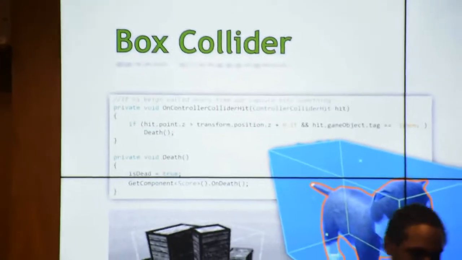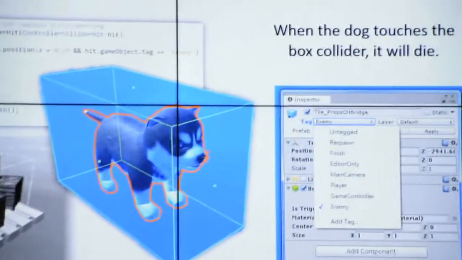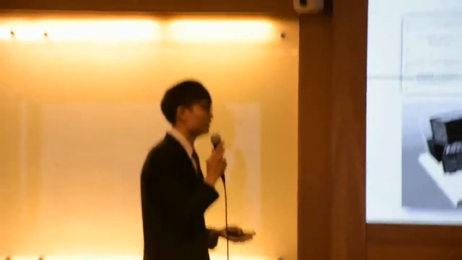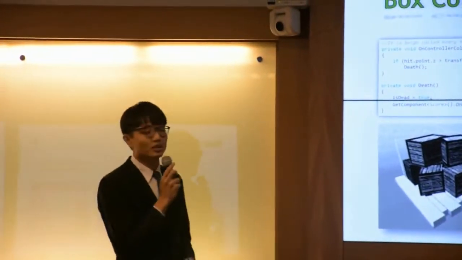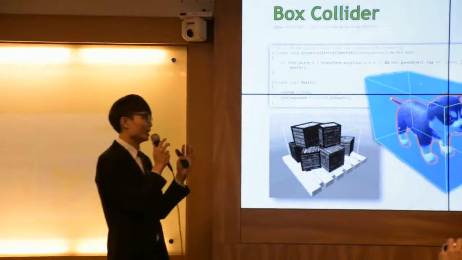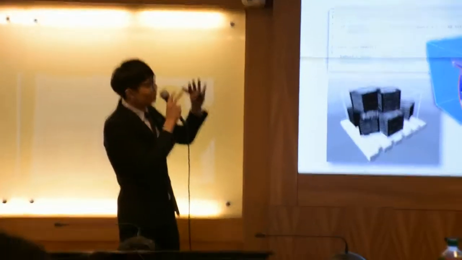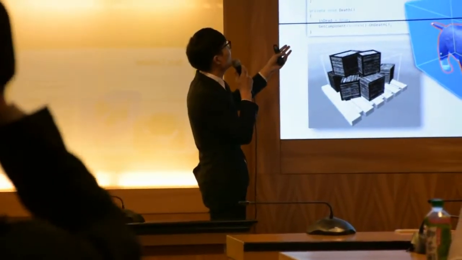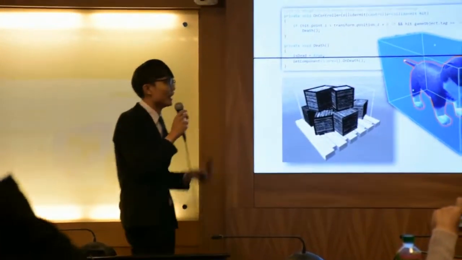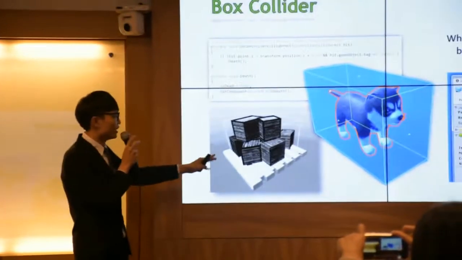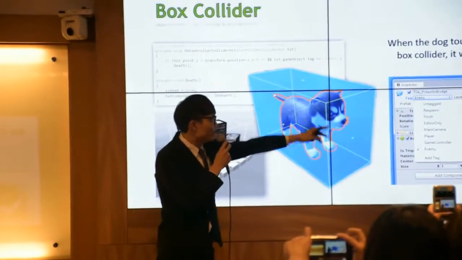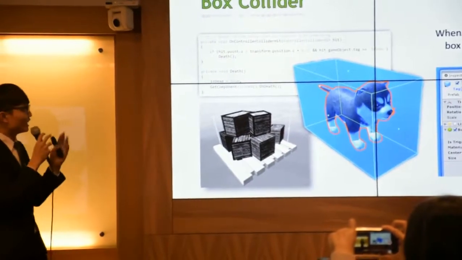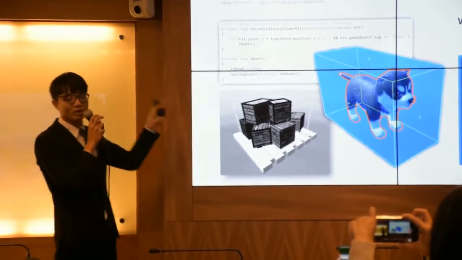Okay, thank you, Ronald. Today I'm going to talk about the box collider and also the money system. So what is a box collider? A box collider is a cube-shaped collision detector. We can set a box collider around the asset or game object, and we can give every asset a specific tag. As you can see here, in our game there is an enemy tag. When the dog hits a game object that has an enemy tag, it will call a death function to let the dog die.